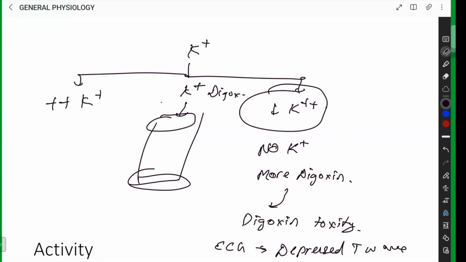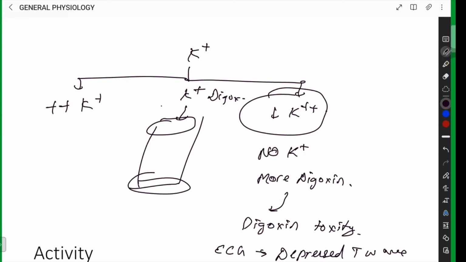Just remember, mug up for now. When you read about ECG in CVS, you can understand it. So there is a depressed T wave in digoxin toxicity. Now coming back to the increased potassium.